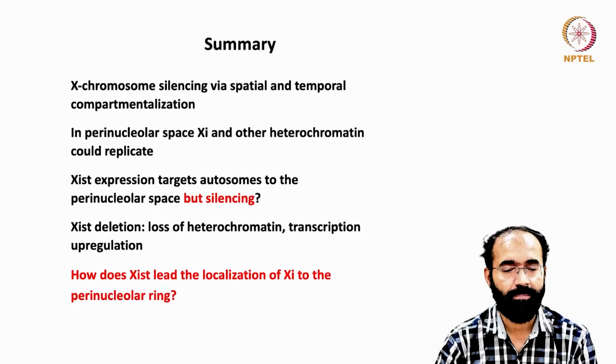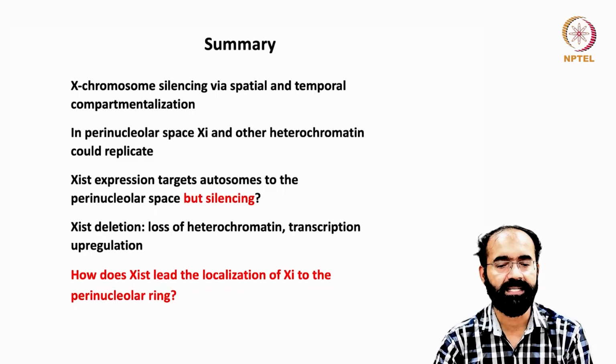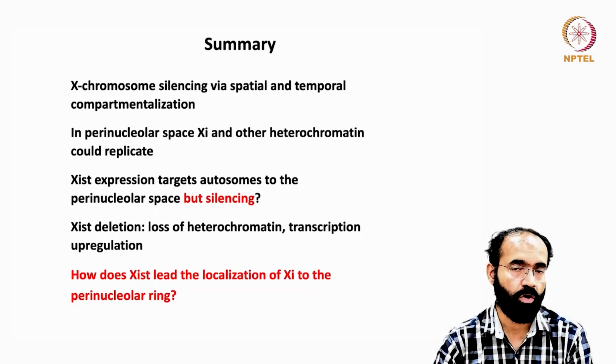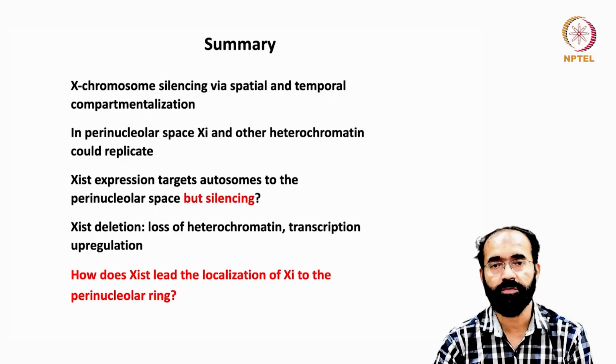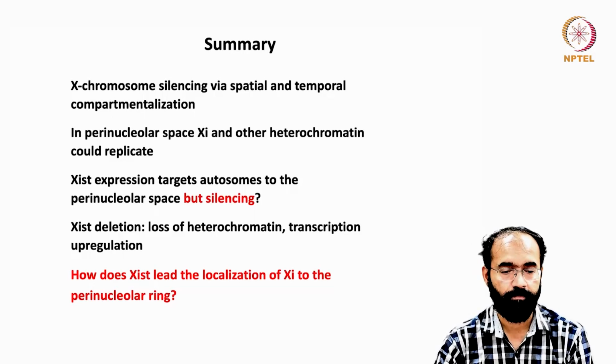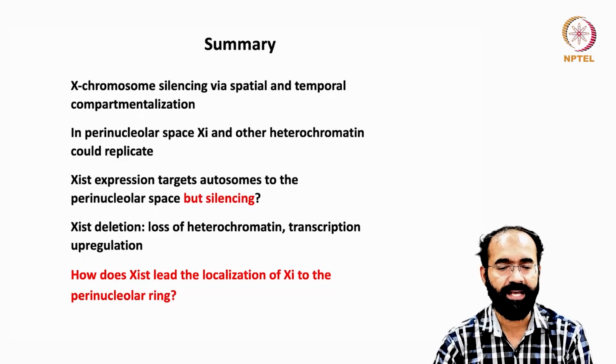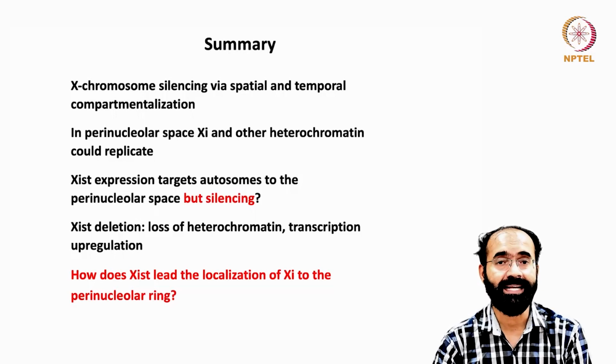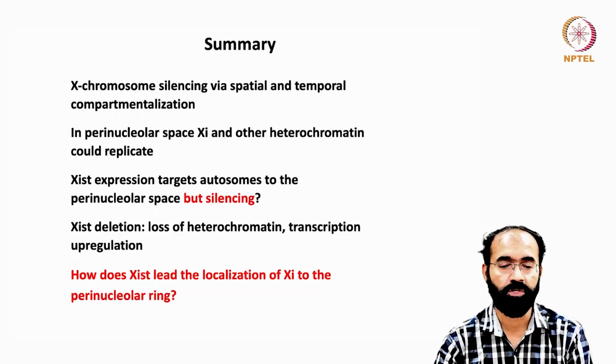So to summarize, the X chromosome silencing occurs via spatial and temporal compartmentalization. It's not enough for it to just exist alone; it also has to merge or co-localize or go to the vicinity of the nucleolus to maintain that. In the perinucleolar space, the inactive X chromosome (XI) and other heterochromatin could replicate.